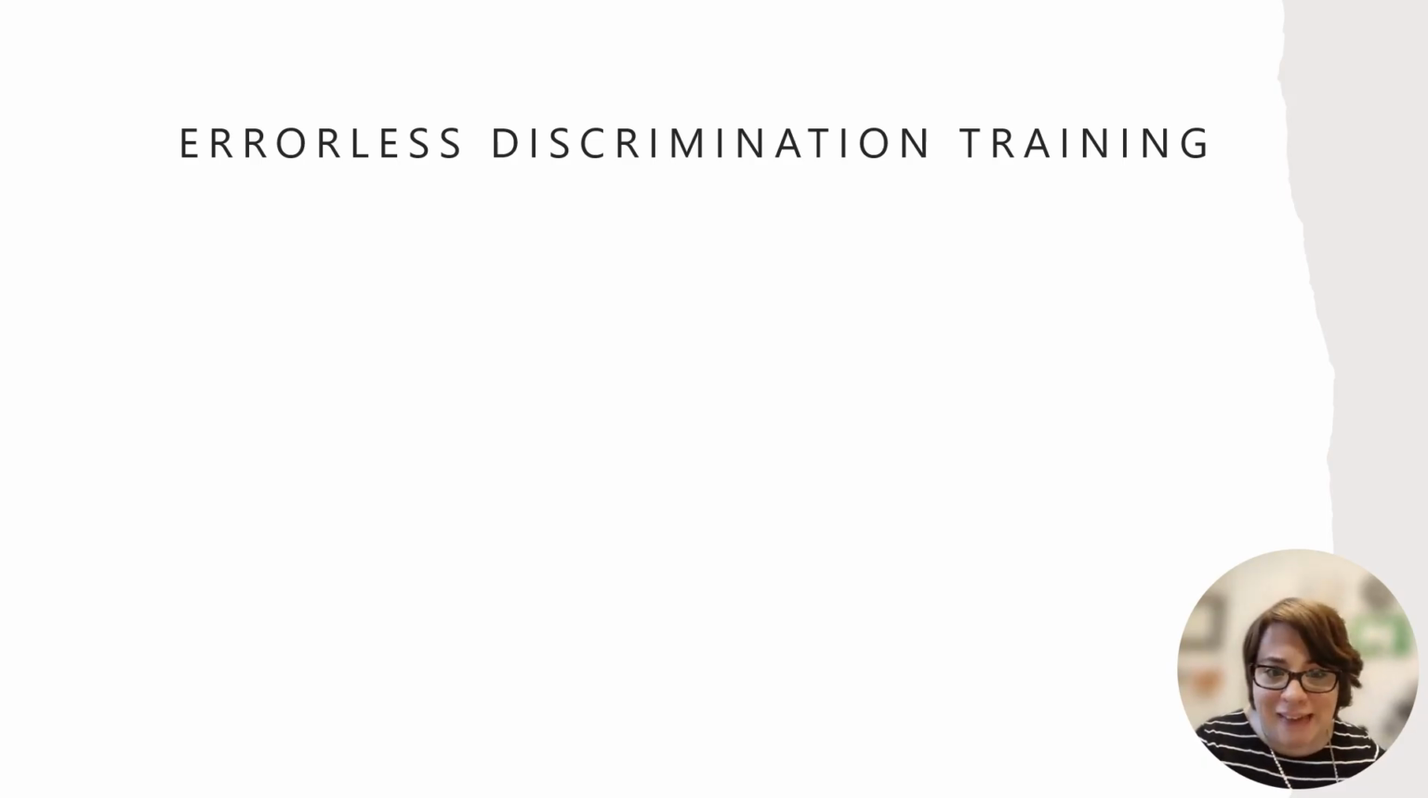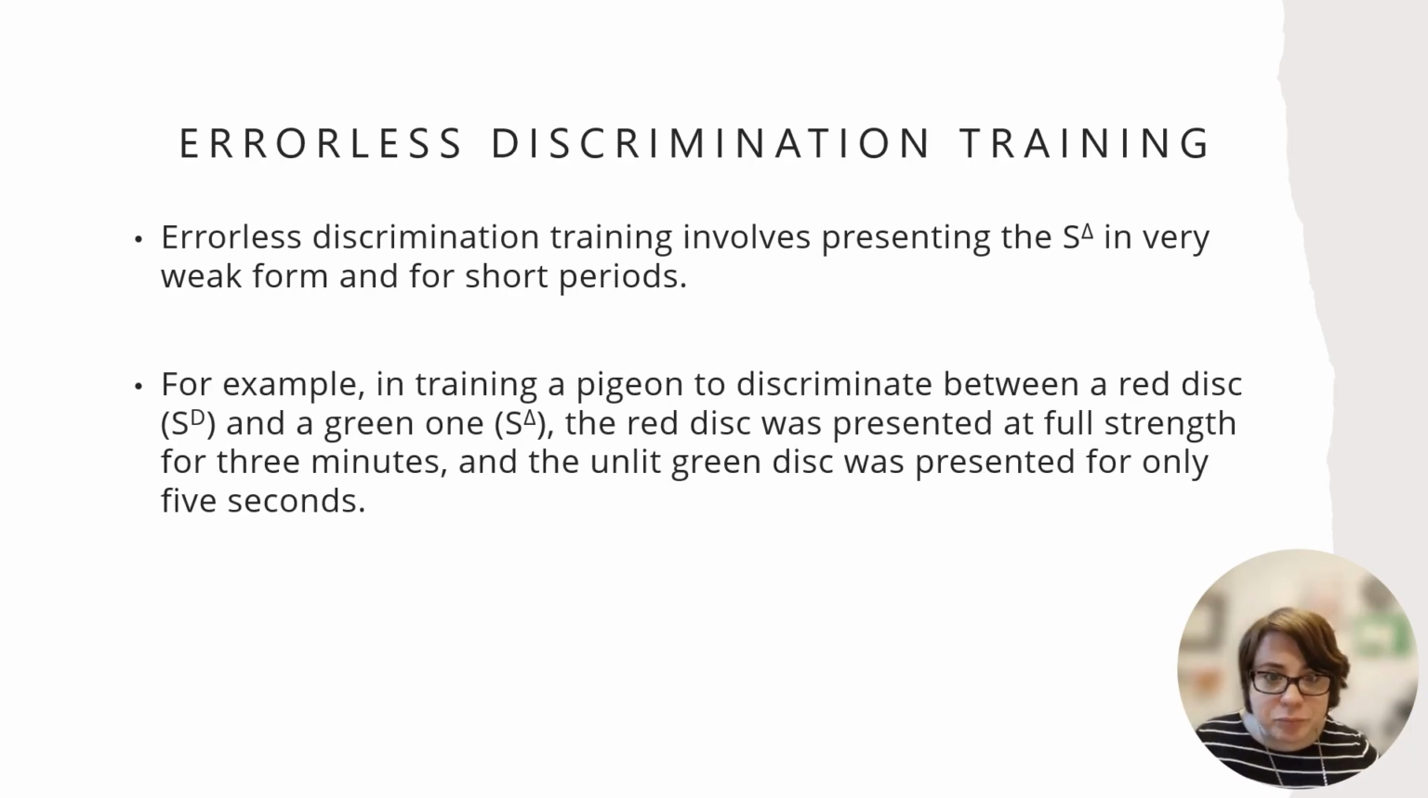So, what are some key elements of errorless discrimination training? Well, the first element is initial weak presentation of the incorrect stimulus. The incorrect stimulus, or S delta, is initially presented in a weakened form. This could mean presenting a green light with reduced brightness, for a shorter duration or less intensity, which makes it less likely that the pigeon will respond to it, right?